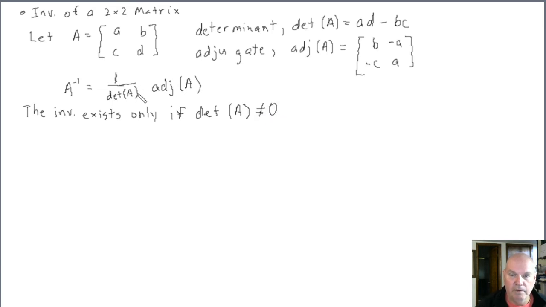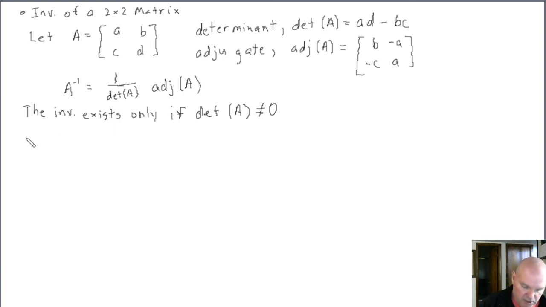If it is equal to 0, we've got 1 over 0, which doesn't exist, and so the inverse doesn't exist. Notice that the adjoint is always going to exist, but 1 over the determinant does not exist if the determinant is equal to 0. So again, you could actually go back and check on that previous example where I said that the inverse did not exist. You could show quite easily that the determinant of that matrix was equal to 0. So again, this will be true in general. For larger matrices, if the determinant is 0, the inverse of the matrix does not exist. Okay.